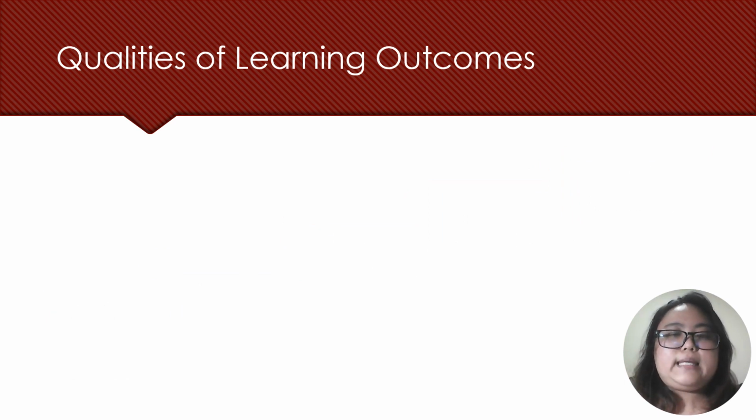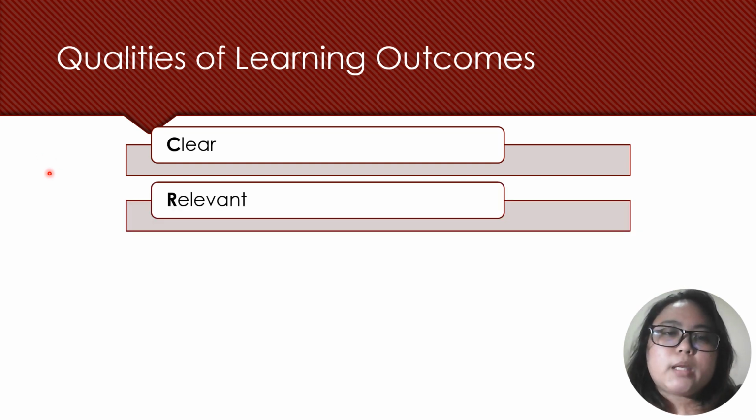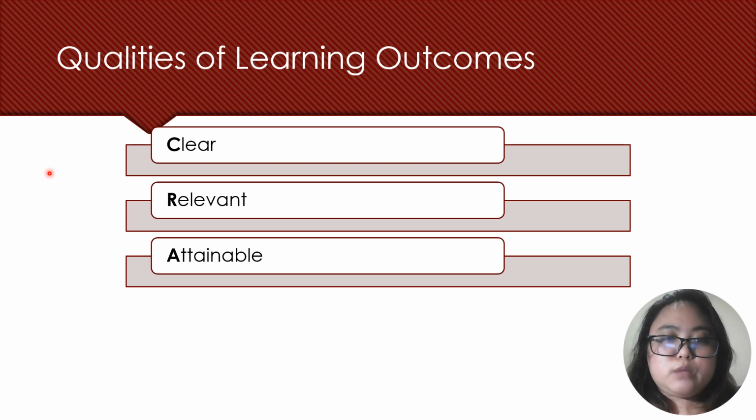Now, for the qualities of learning outcomes, we have the following. So, the learning outcomes should be clear. Right? It should state the desired performance and under which condition the performance needs to be done. Learning outcomes should also be relevant. It should contribute to the achievement of the higher level outcomes. It should also be attainable. Learning outcomes should be realistic, and it can be achieved within and through the planned learning experience or activity.